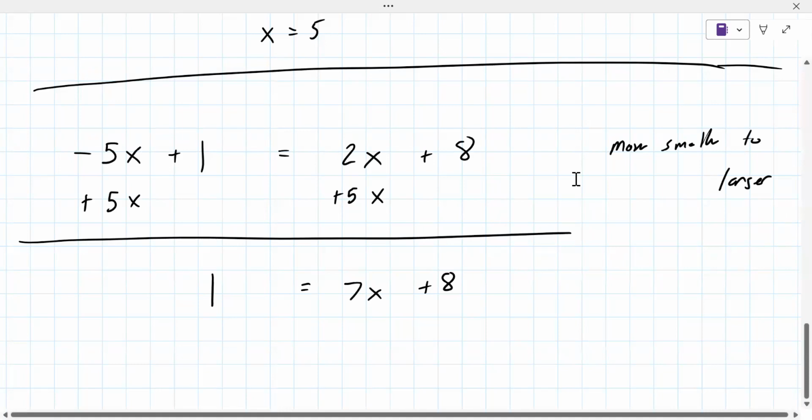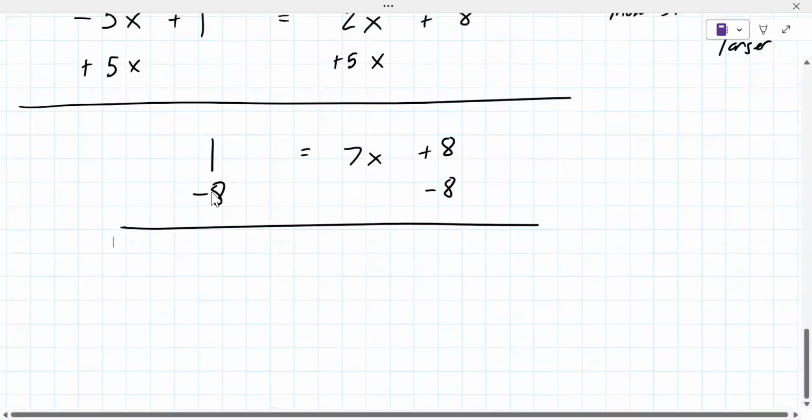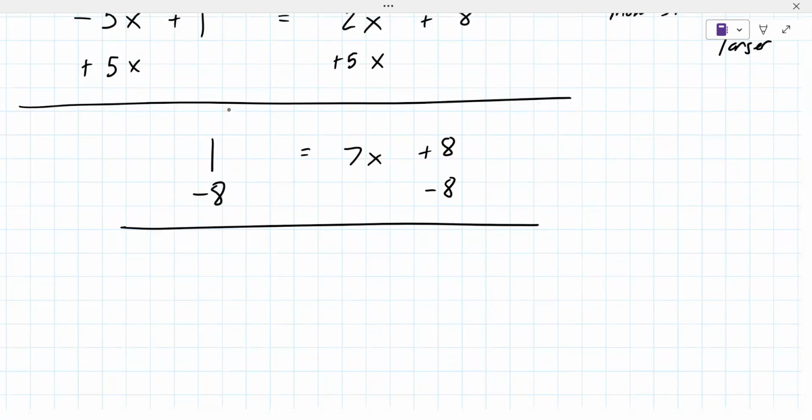So look at the side with the variable, Sarge. 7x plus 8. How do you undo addition by 8? Mhm. And now you have to subtract, and then that's going to equal 1. What is 1 minus 8? Negative 9. Nope. Try again. Hold on. 1 minus 8. That's negative 7. Negative 7 equals 7x.